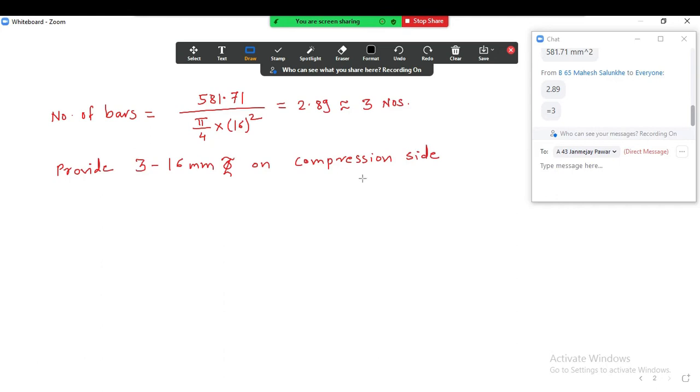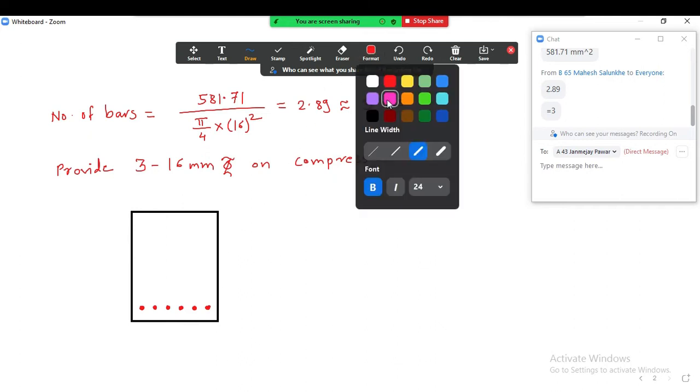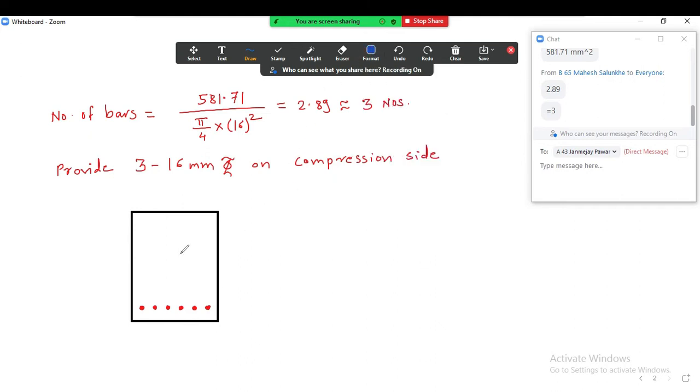If we draw the diagram of this, this is the cross section of our beam. Here at the bottom 6 bars are there: 1, 2, 3, 4, 5 and 6. So 6 bars are at the bottom and 3 bars are at the top.